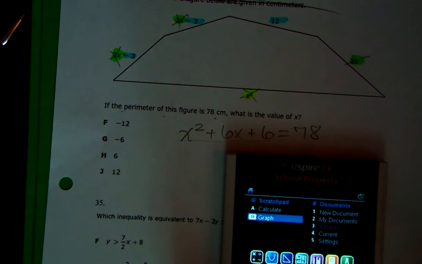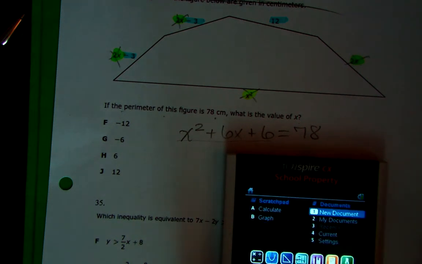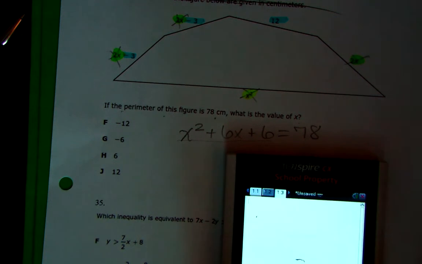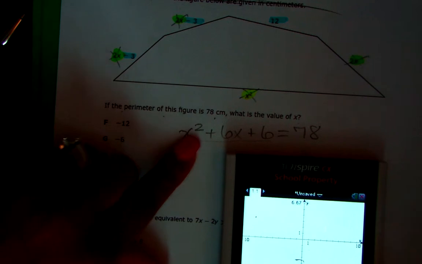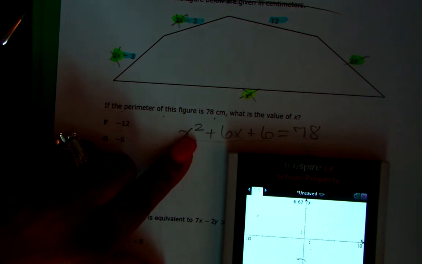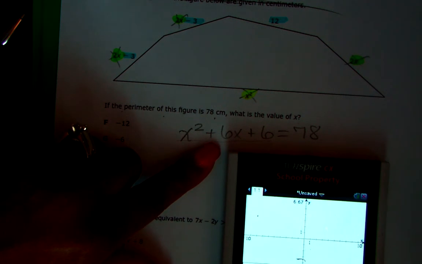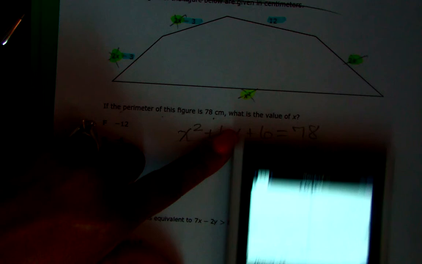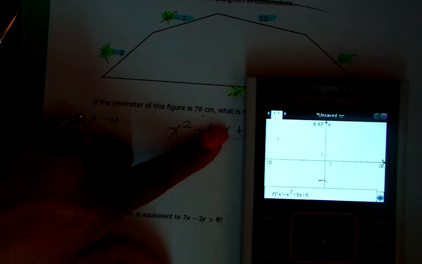Go to graph. Go to new document. No, I don't want to save it. I want to graph because I want the table. So I'm going to put in here x. I'll put a y in there too. x squared plus 6x plus 6. Okay, and then I press enter. Then I'm going to go to the table.